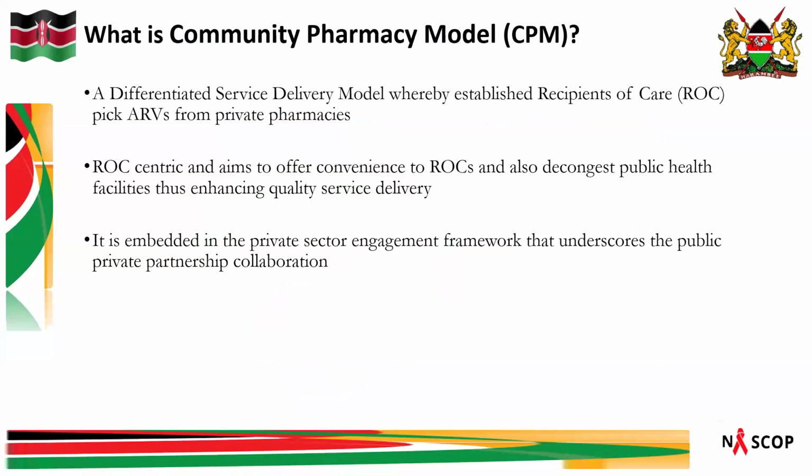So what is the community pharmacy model? This is a form of DSD, whereby established recipients of care will pick their ARV medication from private pharmacies. It is client-centric and aims to offer convenience to clients and also decongest public health services, thus enhancing the quality of service delivery. And as we have indicated, it is embedded fully in the private sector engagement framework that underscores the public-private partnership collaboration.